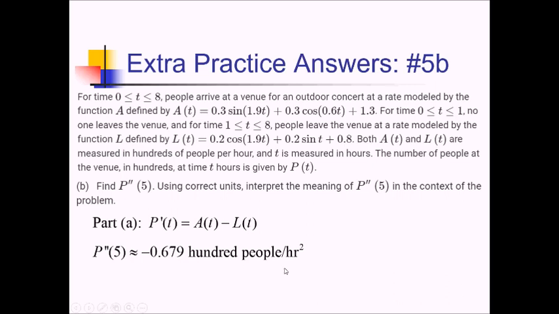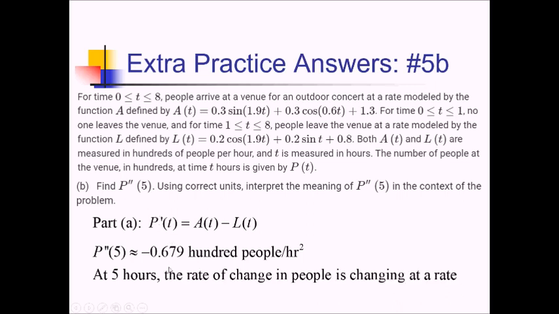Like so. Now, we haven't actually answered the whole question. They want us to interpret the meaning of p double prime of 5. So what this means is that at 5 hours, we have to always put the time unit in there. At 5 hours, the rate at which people are changing, which is p prime, that rate itself is changing at a rate of negative 0.679 hundred people per hour squared.